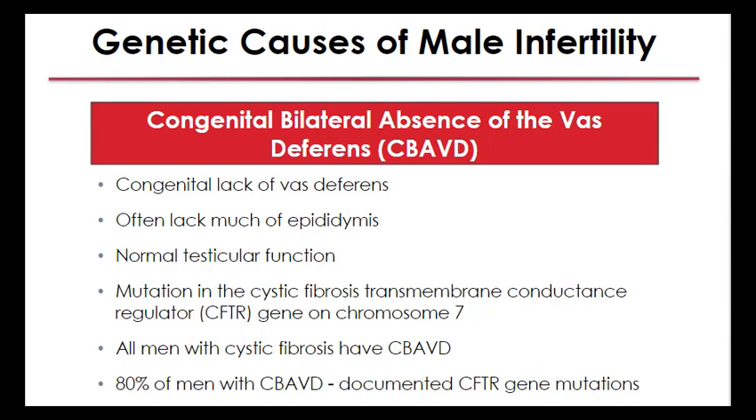Congenital bilateral absence of the vas deferens is caused by a mutation on the CFTR gene, cystic fibrosis transmembrane conductance regulator, on chromosome number 7. CFTR functions as an ion channel across the cell membrane and is the same gene involved in cystic fibrosis. All men with cystic fibrosis have CBAVD, and 80% of men with CBAVD have documented CFTR gene mutations. Congenital bilateral absence of the vas deferens results in obstructive azoospermia, which is non-reconstructible.